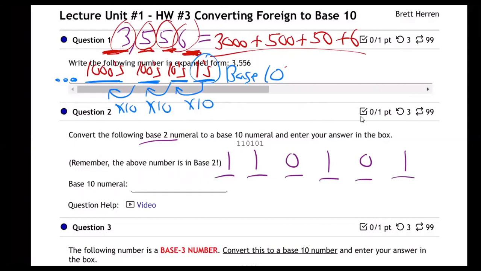And what I want to do is start with the place values. So right here, we start with the ones place. We did the same thing in base 10, right? We started with the ones place. And then how did we find the next place value in base 10? We multiplied by 10. So guess what I'm going to do to find the next place value when I'm in base 2?